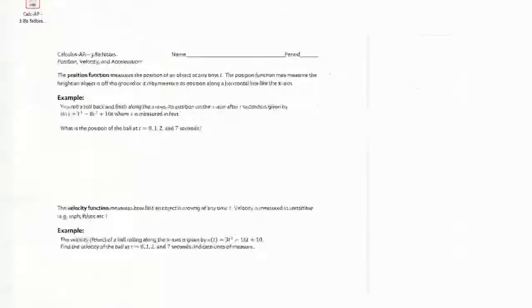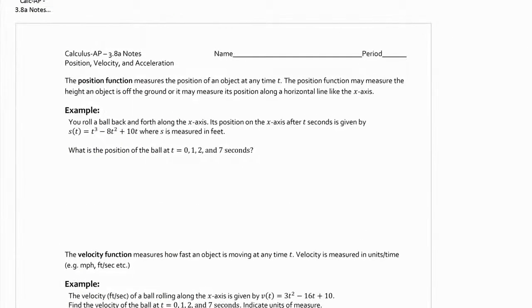This lesson's about position, velocity, and acceleration, something that we've dealt with several times, so this should be a review for a lot of you. I'm going to dive right in. We've done a position function before where a particle is located along the x-axis. So this is a little bit of particle motion. You roll a ball back and forth, you have a position given by a function, and this is asking the question, what is the position at these 4 different places?